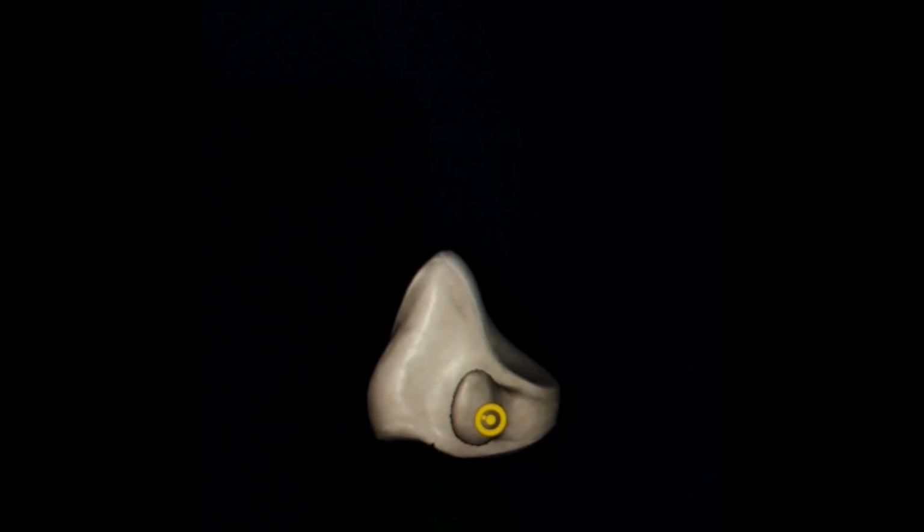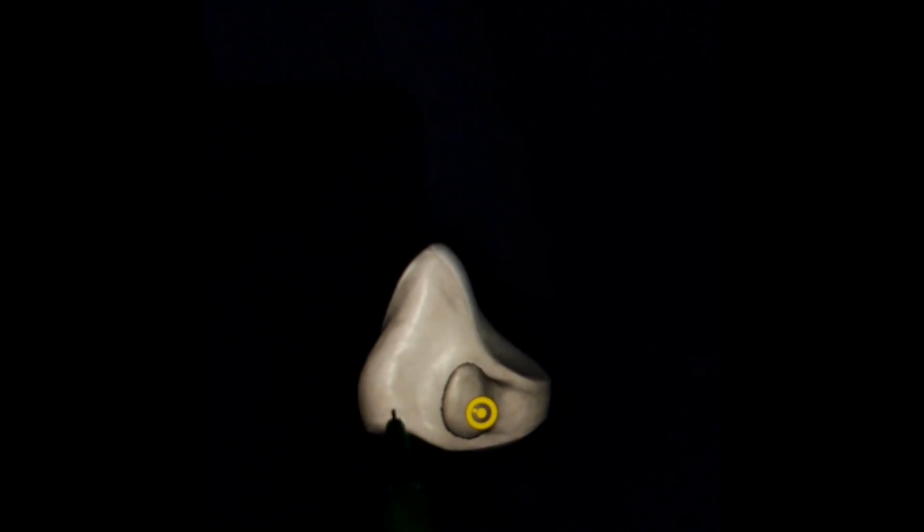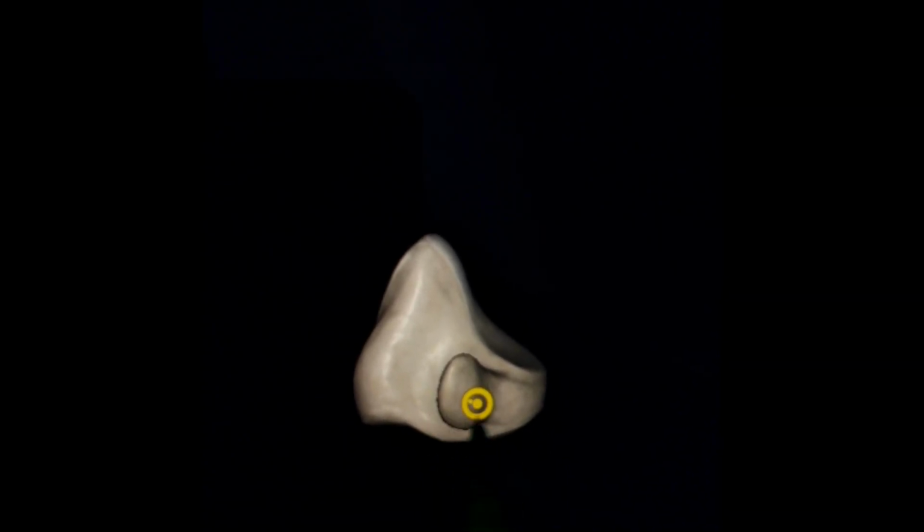Now let us see the capitate. This is the capitate, and it is the largest carpal bone. It has a rounded head on its proximal surface. Now let us see the hamate. This is the hamate bone. It has a hook-like process which projects from the distal part of its palmar surface. This is the hook of hamate.